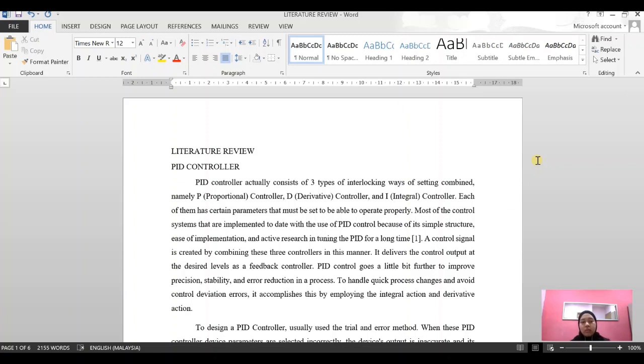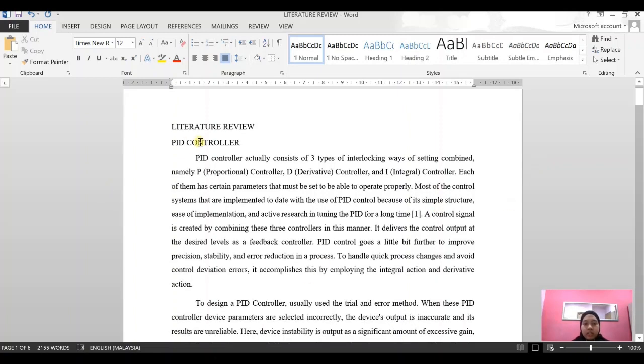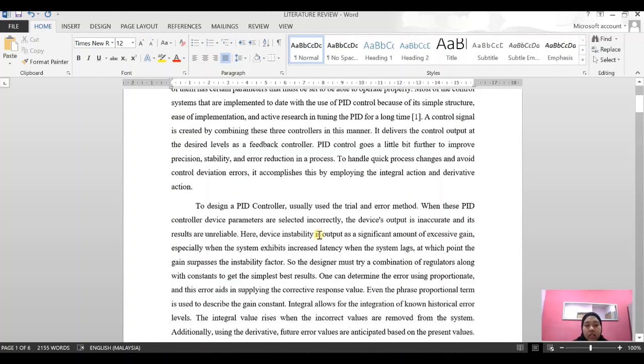Okay, first we go to the PID controller. A PID controller actually consists of three types: proportional P, derivative D, and integral I. Each of them has certain parameters that must be set to operate properly. Most control systems are implemented with a PID controller because of its simple structure. To design a PID controller, usually we use a trial and error method. When the PID controller parameters are selected incorrectly, the device output is inaccurate and its result is unreliable.